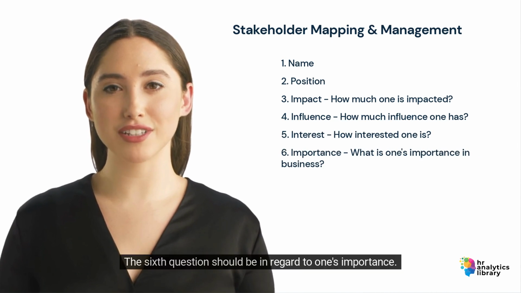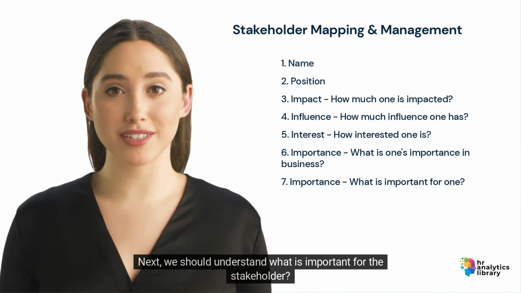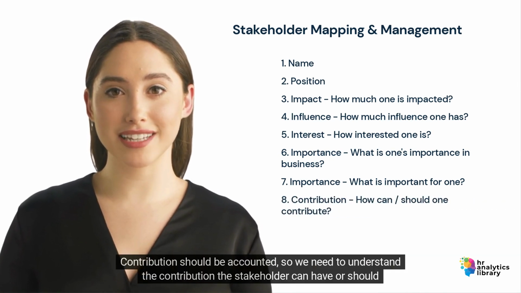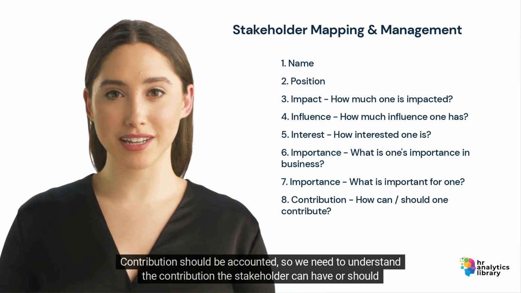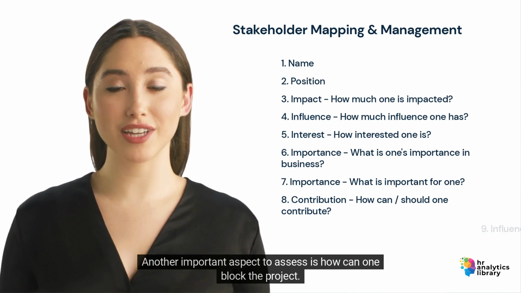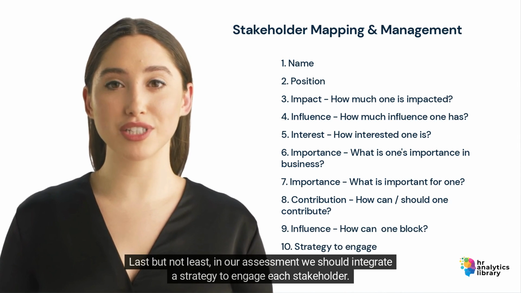The 6th question should be in regard to one's importance. Next, we should understand what is important for the stakeholder. Contribution should be accounted, so we need to understand the contribution the stakeholder can have or should have in the project. Another important aspect to assess is how can one block the project. Last but not least, in our assessment, we should integrate a strategy to engage each stakeholder.